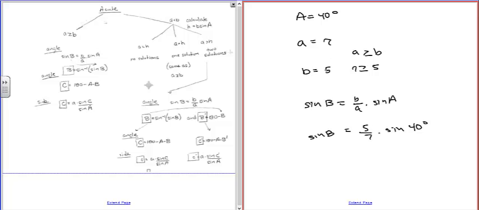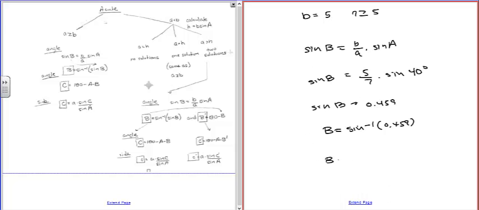Now because B is less than A in terms of side length, this angle is going to be smaller. So you take 5 divided by 7 times the sine of 40, and you get the sine of B is 0.459. And B is going to be the inverse sine of 0.459. So I get 27.3 degrees. So that is less than 40 degrees, the original angle.